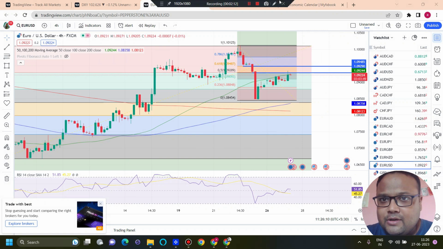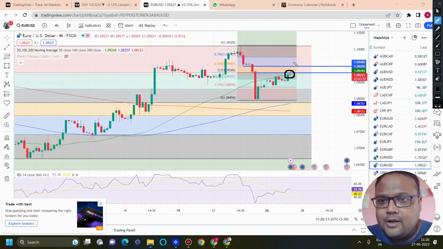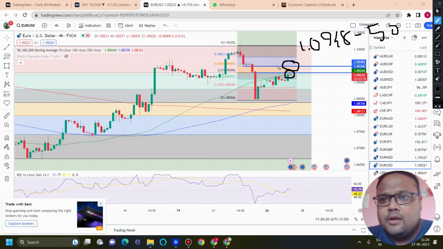Either EUR/USD will make a new high here, or it will be around here, 1.0948 to 1.0950. 1.0948 to 1.0950 is a better level to take a sell position, because you can see Fibo 61.8 is a stronger level, and previously the same level worked as support for quite some time. So you can expect the previous support to act as resistance, and along with that, 1.0950 is a round number, and it's also a psychological resistance.